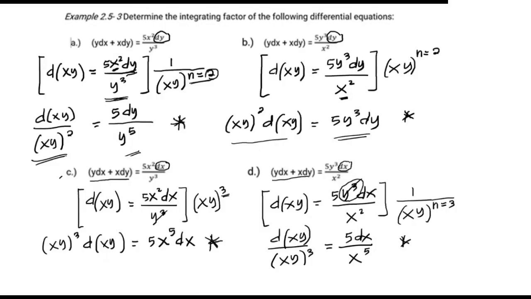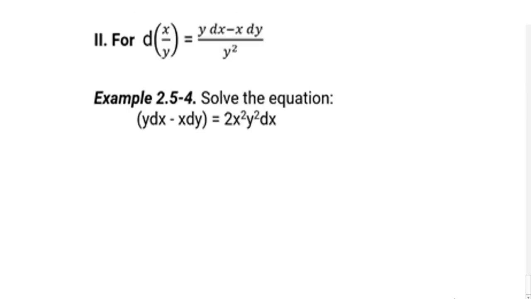I hope in this example you already have an idea when to multiply the equation by an integrating factor. As I have mentioned, you need to multiply it by xy if the right side is not ready for integration. And also, you already know what should be the value of n if you will multiply the equation by the integrating factor. We are going to proceed to the second common integrating factor.